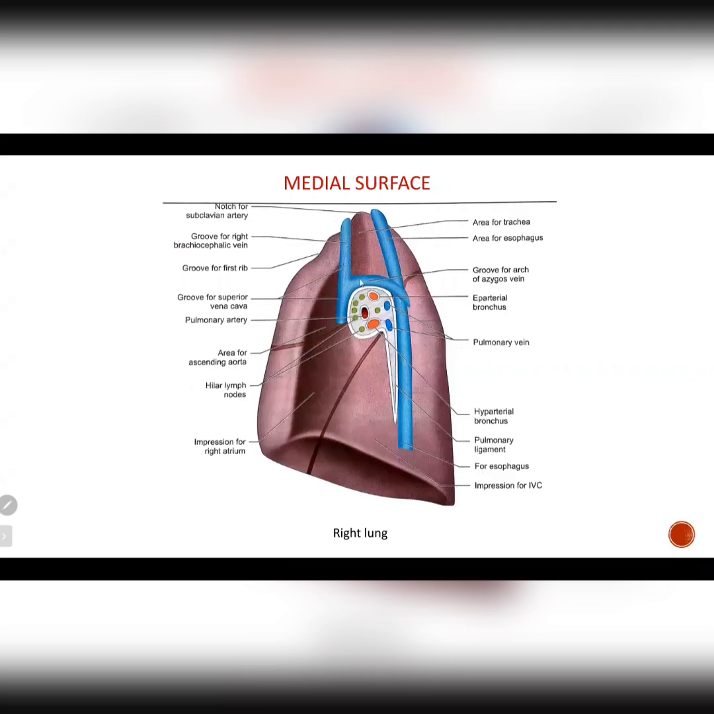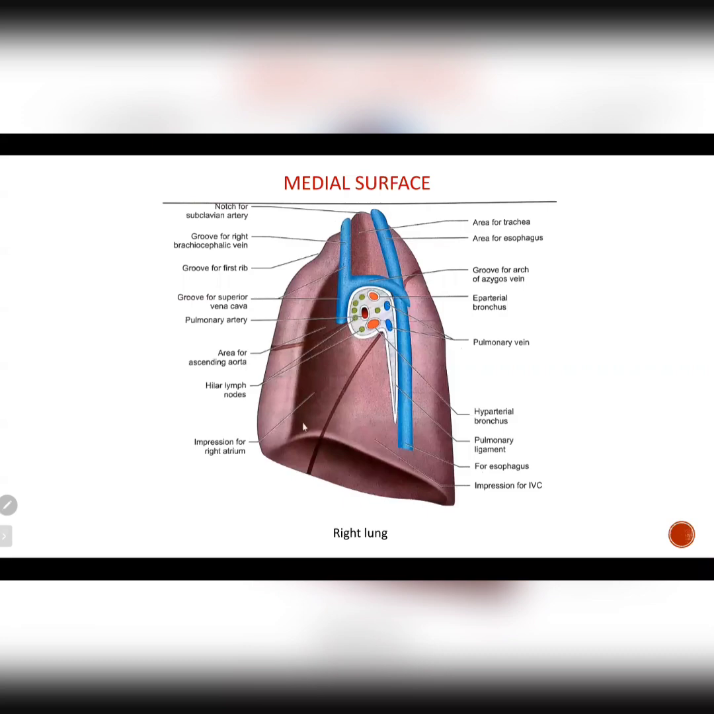Then we learned that arch of azygous vein enters into superior vena cava. So arch of azygous vein is related superior to the hilum of lung, and here is a groove for right brachiocephalic vein. So these are all the veins emptying into superior vena cava: right brachiocephalic vein, arch of azygous vein.